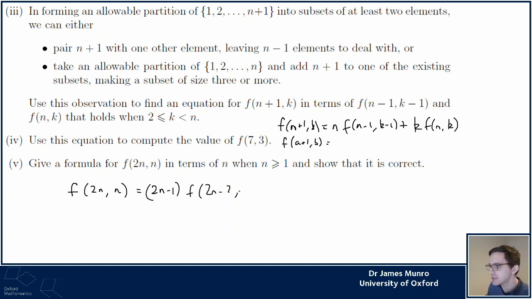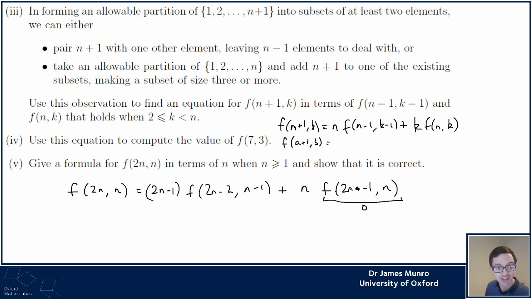f(2n minus 2, k minus 1) plus k times this number. The n here means one less than the number I started with on the left. One less. And k here means the same thing over here. Now, here's the point. When we were looking at f(6,3), we found out this last bit was 0. And actually, in general, this is 0, isn't it?